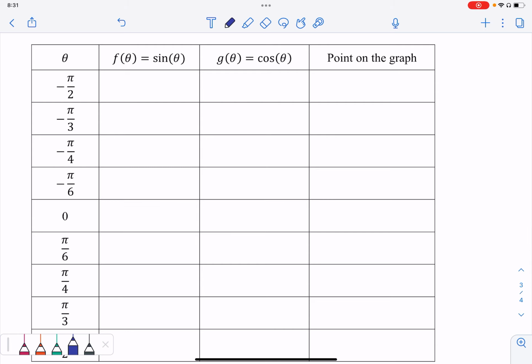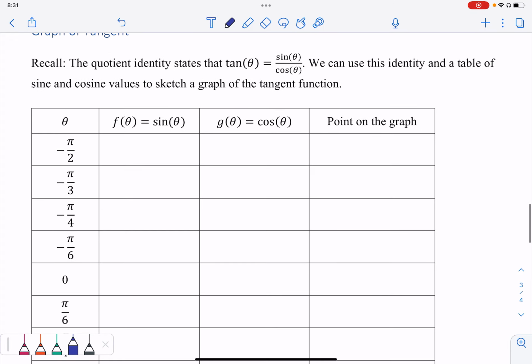And again, I can remember what I have going for my unit circle to help me with that. And then determine a point on the graph. Now, point on the graph of what? This is going to be y equals tangent of theta, so this function there. And so my point will start with the angle that I have on this row and then be this piece here. Okay, so then once I have those points, I'm going to graph them.